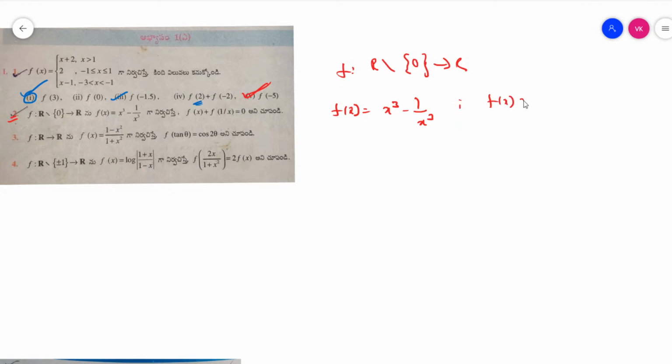Okay, f of x is equal to x cube minus 1 by x cube. Here the question is to find out f of x plus f of 1 by x. Okay, let's practice the answer.